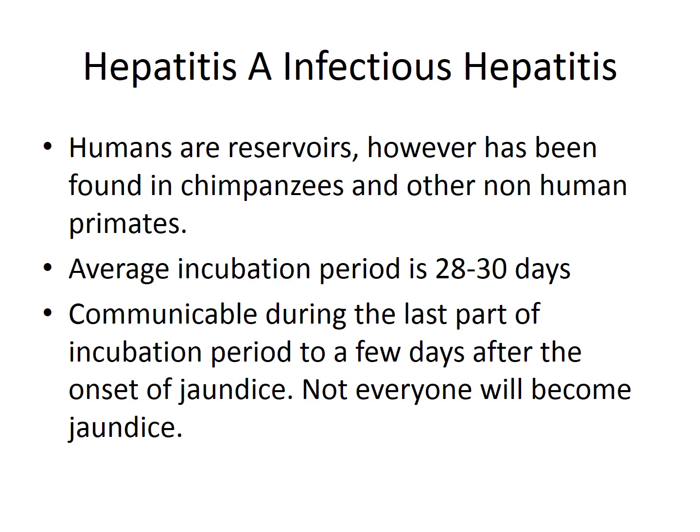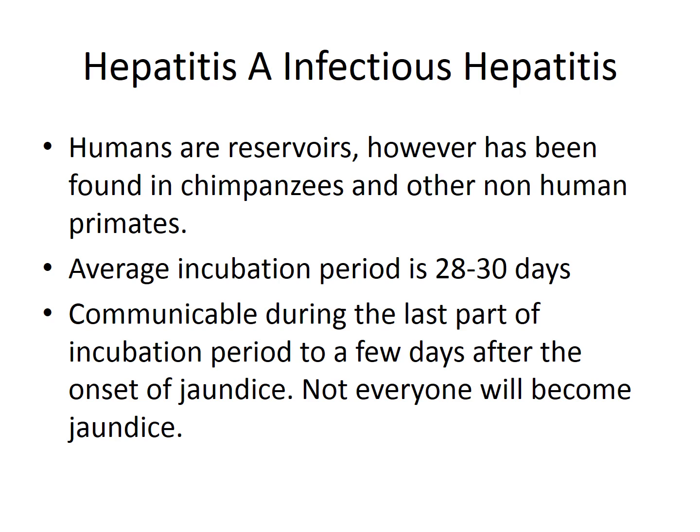Humans are the actual reservoir for infectious hepatitis. However, hepatitis A has been found in chimpanzees and other non-human primates. We are very similar in our development and makeup to chimpanzees and gorillas and so on, so it has been found in them, but you won't find hepatitis A in an animal like a dog or a cat or a squirrel. You're not going to get hepatitis A from them.